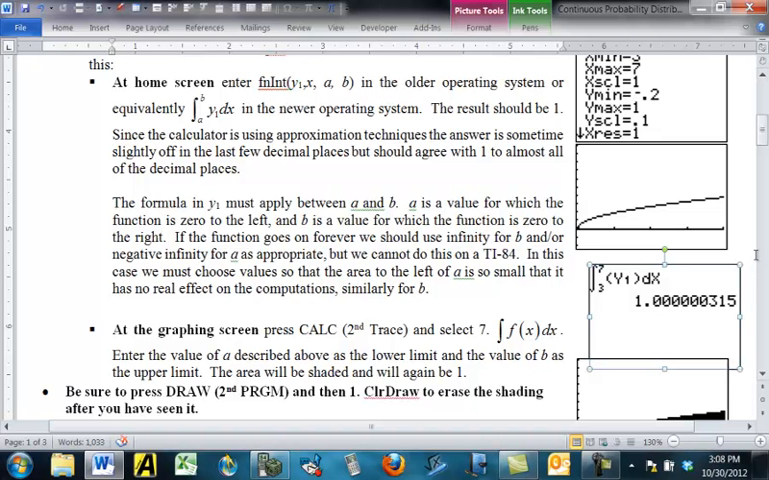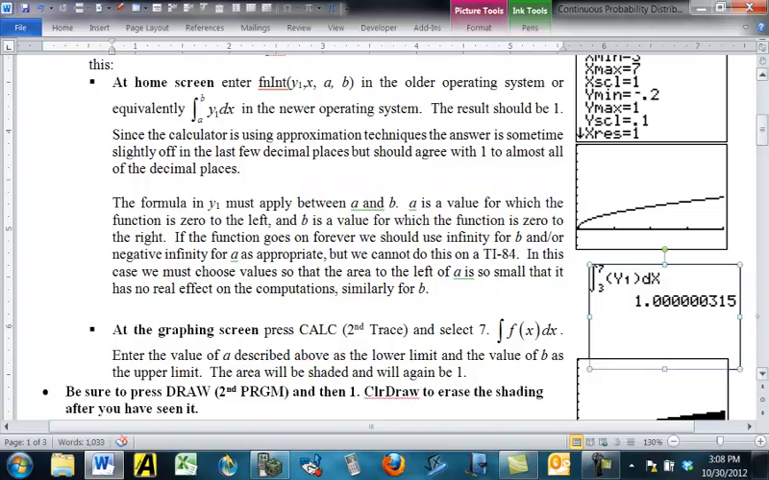Now, sometimes these things go on to infinity or to minus infinity. Sometimes they go from 0 to infinity. Sometimes they go from negative infinity to infinity. We can't, unfortunately, put in infinity or minus infinity for A or B there. What we can do is put in something that's way out to the left for A and way out to the right for B, so far out there that anything beyond that is practically 0 for an area.